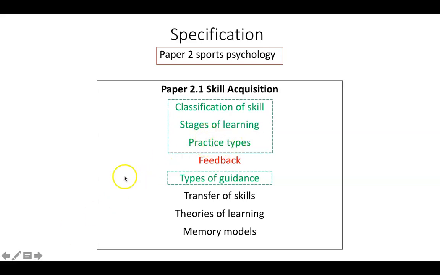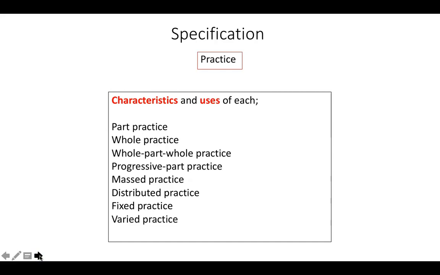We're going to understand the different types of practice we have to learn skills, with regards to classification of skill and the stage of learning we're at, and then we can also discuss the type of guidance within that. We've got 8 practice types in front of you right now. We're going to concentrate on the first 4: part practice, whole practice, whole part whole practice, and progressive part practice.